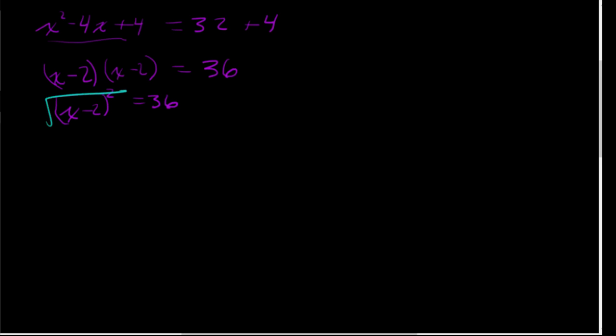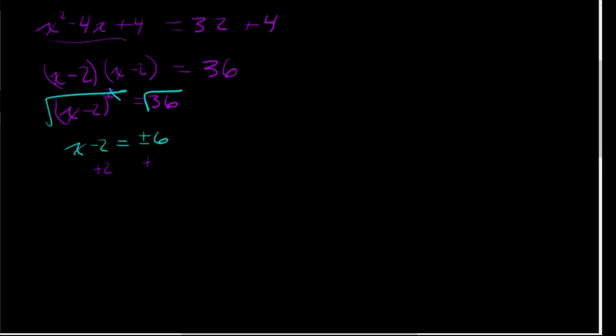Now I can take the square root of both sides. Those cancel out. And I'm left with x minus 2. Now here's a mistake a lot of people made. They usually left the square root there. But the square root of 36 is plus or minus 6. Now here's where a lot of other people stopped doing things, but you have to keep going.